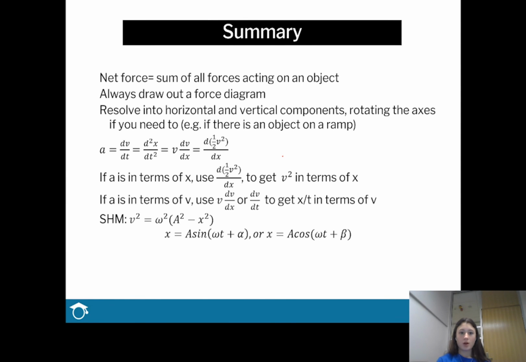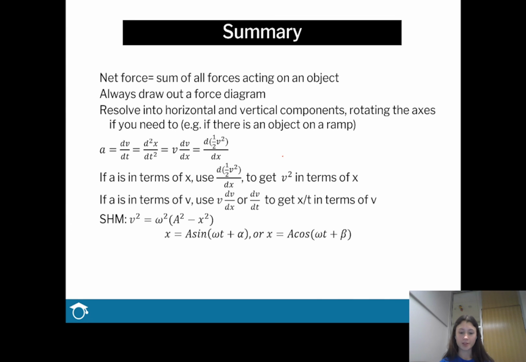Okay, so the summary of the motion is to find the net force. You need to find the sum of all the forces acting on an object, and you'll usually have to use possibly different vectors and vector addition. You might even have to use cos and sine rules, stuff like that, to find the net force. Always draw a force diagram. It always makes it easier. Resolve into horizontal and vertical components, rotating the axes if you need to. So if there's an object on a ramp, then you need to rotate the axes.